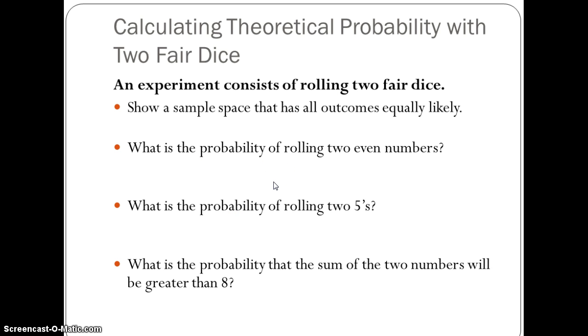All right, in this one, we're going to calculate the theoretical probability of 2 fair die. So this time, it's not just one number cube, it's 2 of them. So the first thing we're going to do is show the sample space that has all outcomes equally likely. In this one, I'm going to go to this page over here. So again, remember, we have 2 number cubes this time. So when you roll them, what are all the possibilities you can get?